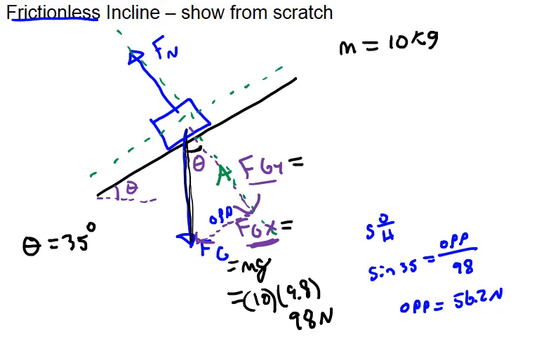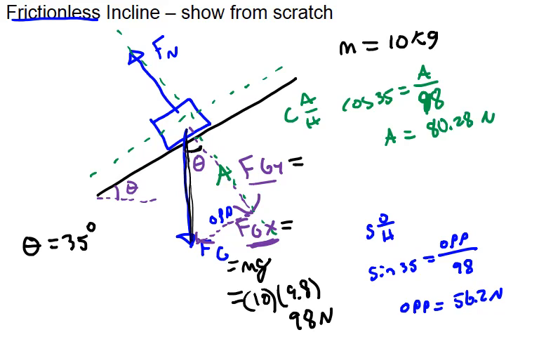This is the adjacent side of the triangle. So cosine is adjacent over the hypotenuse. Cosine of 35 equals the adjacent side over 98 newtons. And so the adjacent side will be 80.28 newtons. And it turns out FGY here is equal to what the normal force is. They're balanced with each other. And then for the x, force of gravity in the x, it's 56.2 newtons.